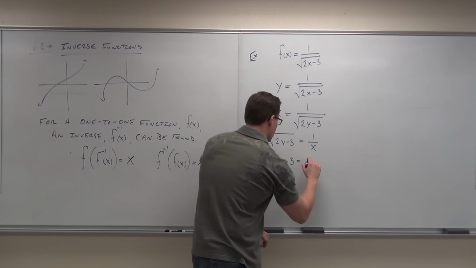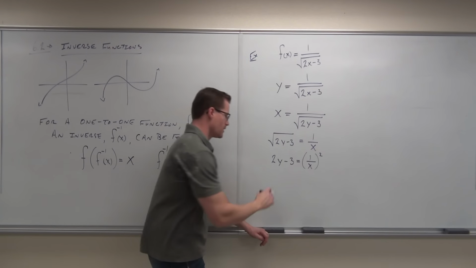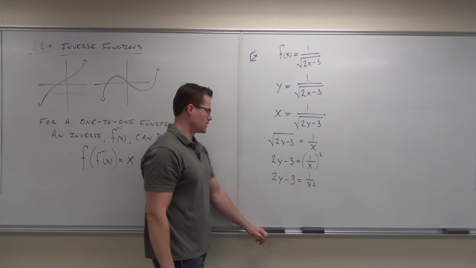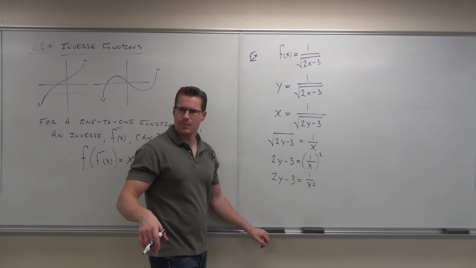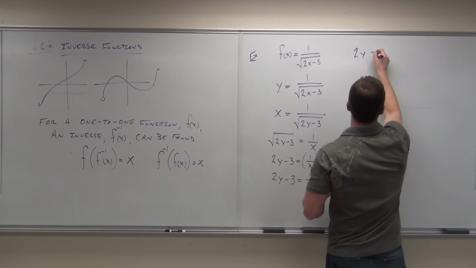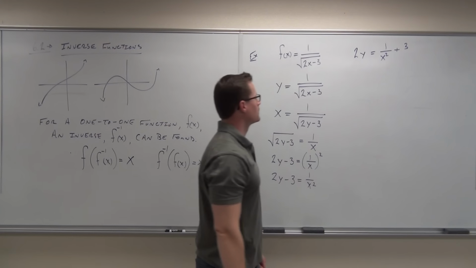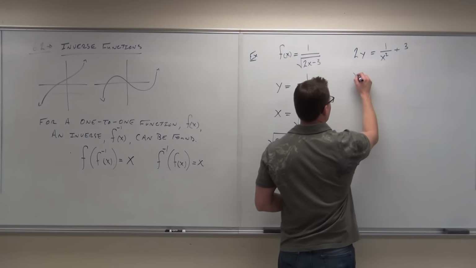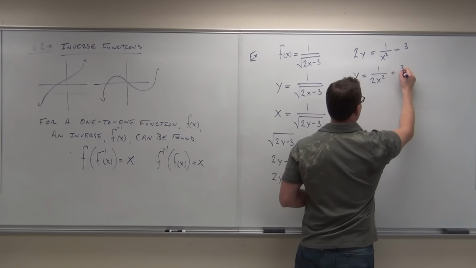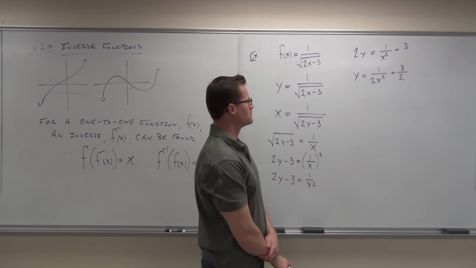And then add 3. Cool, we can do that. Well, that's 2y minus 3 equals 1 over x squared. Absolutely. All right. Then what'd you say? Add 3. Cool, we can do that. So 2y, if we add 3, is this. Divide by 2. If my math is right. Did you guys get the same thing?